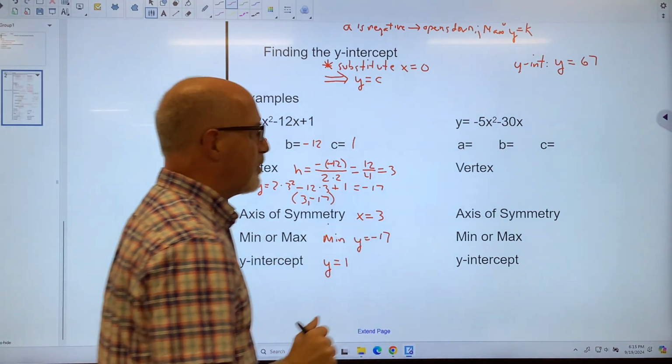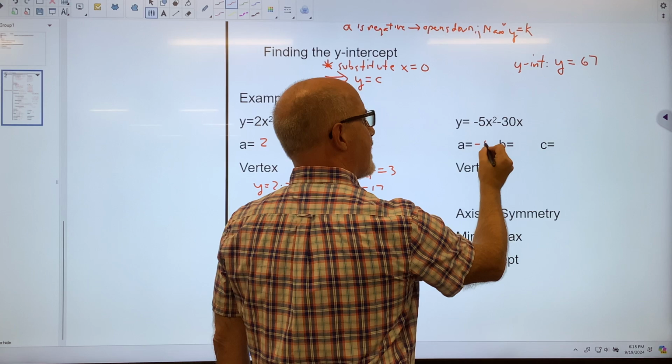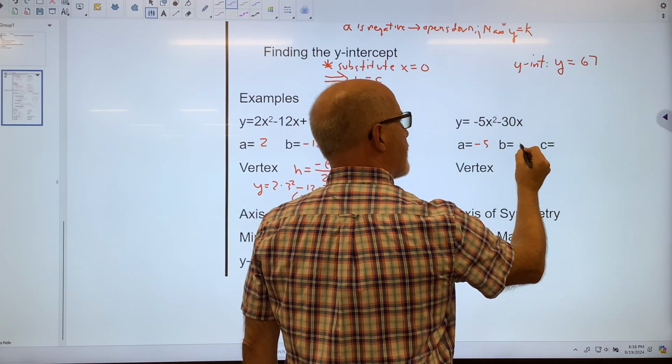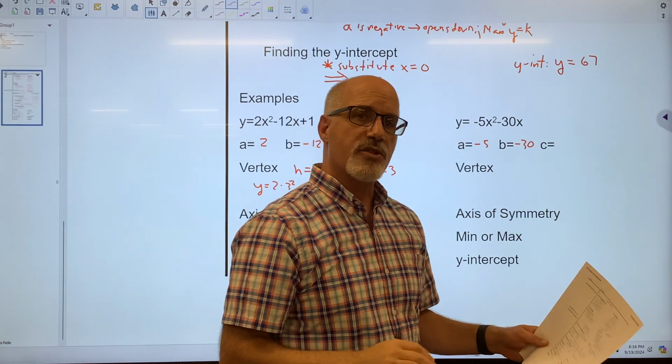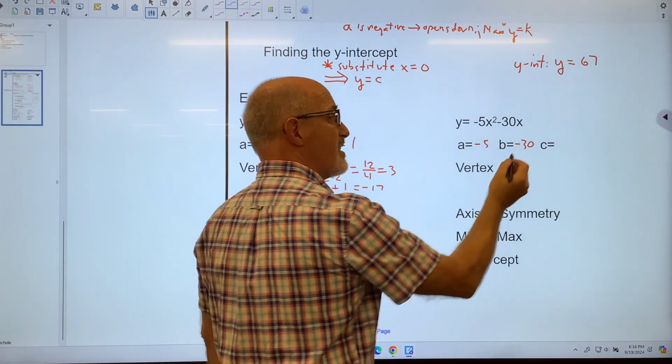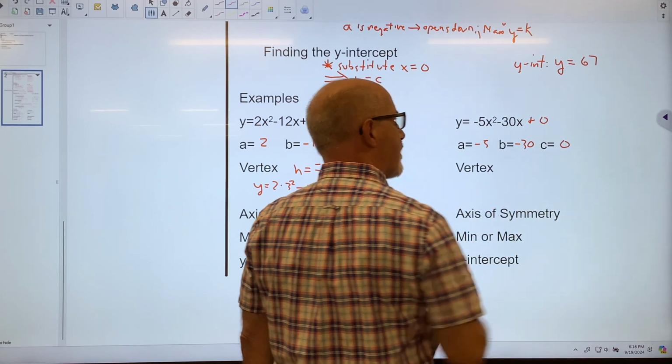Let's do this example. Notice that the a is the number in front of the x squared, that's -5. The b is the number in front of the x, that's -30. And there's no number listed out here, so we're going to say that c is equal to 0, because it's like having a +0 out here.